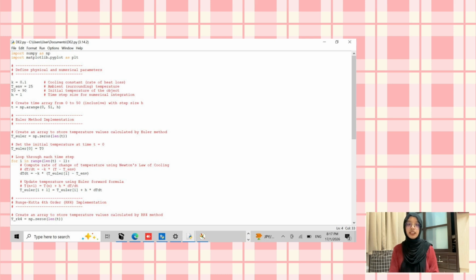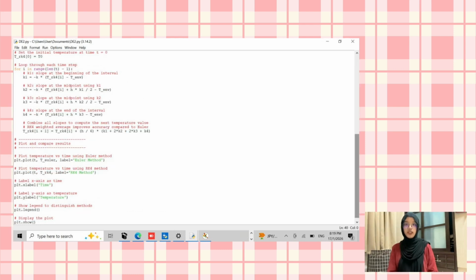Both the Euler method and the fourth-order Runge-Kutta method were implemented using the same parameters and step size to ensure a fair comparison. First, the Euler method was implemented. This method approximates the solution by using the slope at the current time step to estimate the temperature at the next step. Although the method is simple and easy to implement, its accuracy strongly depends on the chosen step size.